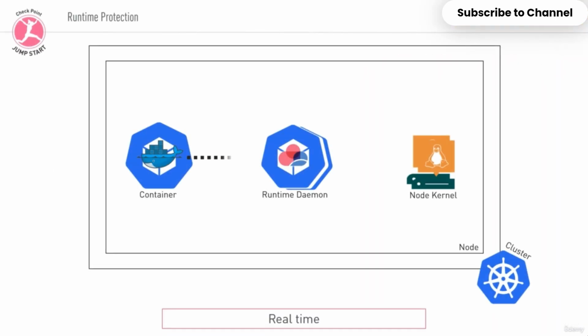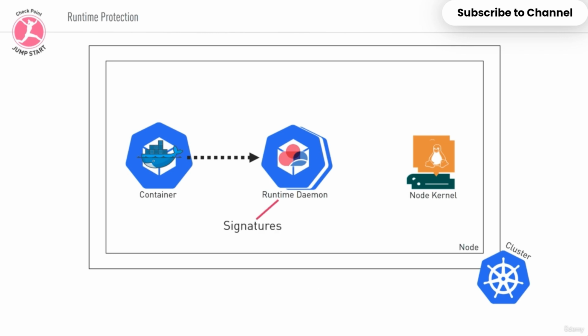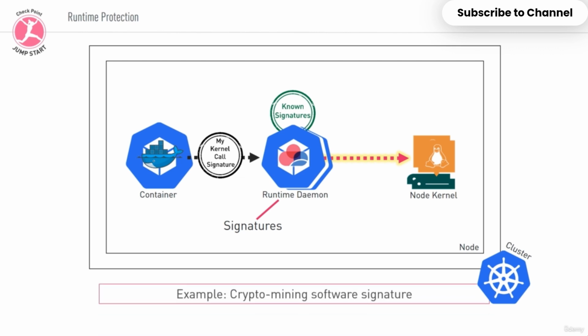CloudGuard monitors in real time the kernel system calls that workload containers perform. Runtime protection is a combination of two engines, signatures and profiles. The signature engine monitors the kernel system calls performed and compares them with known signatures that potentially indicate malicious behavior. For example, execution of processes associated with crypto mining software.